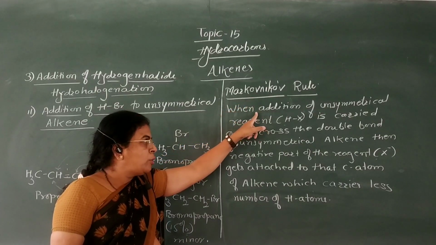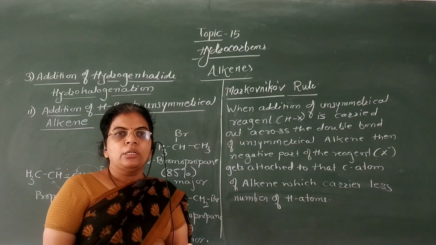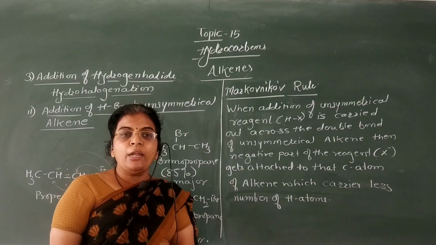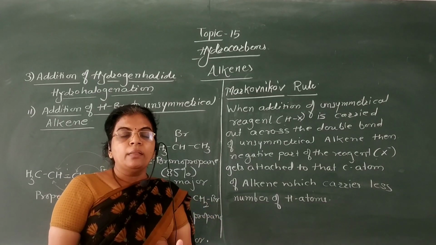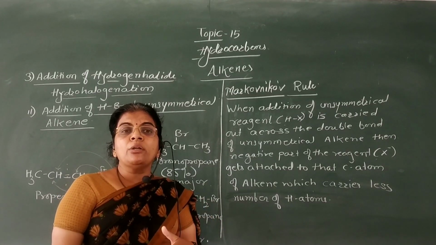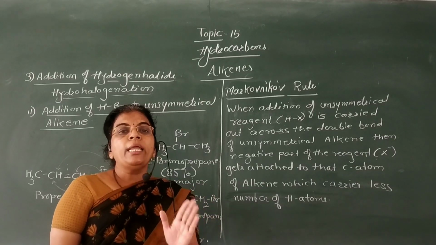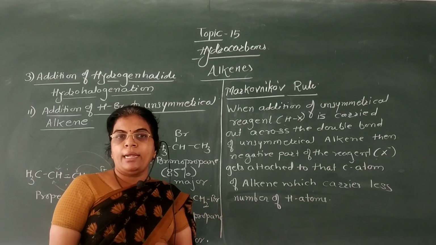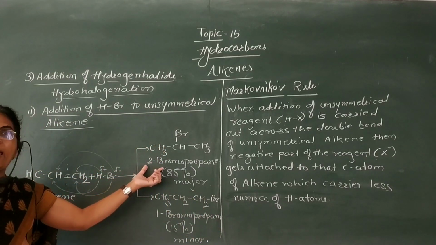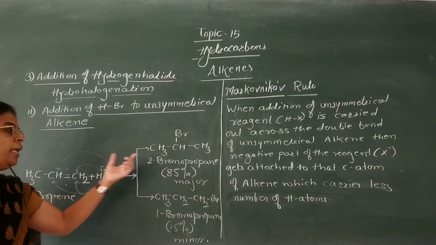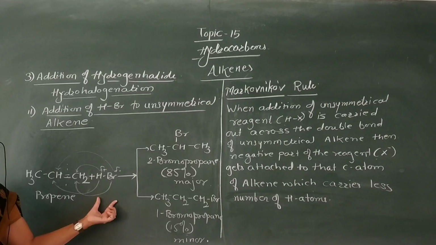What is Markovnikov's rule? When addition of an unsymmetrical reagent, that is HX, is carried out across the double bond of an unsymmetrical alkene, then the negative part of the reagent goes to that carbon atom of the alkene which has less number of hydrogen atoms, and therefore 2-bromopropane is obtained as a major product in case of this propene when it reacts with HBr.